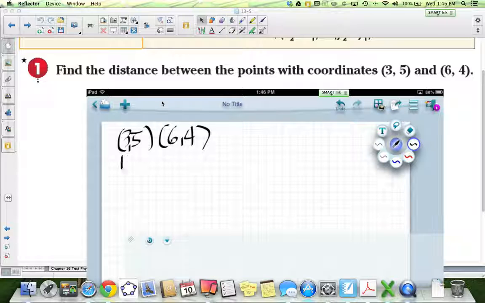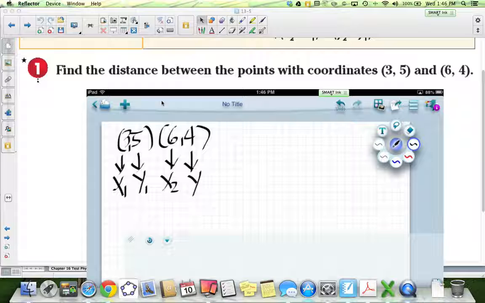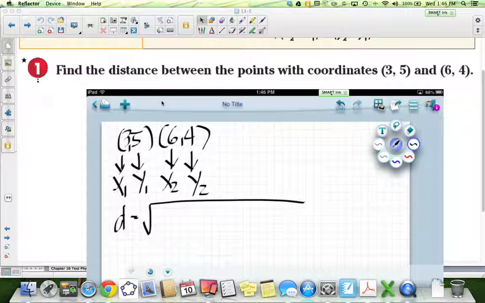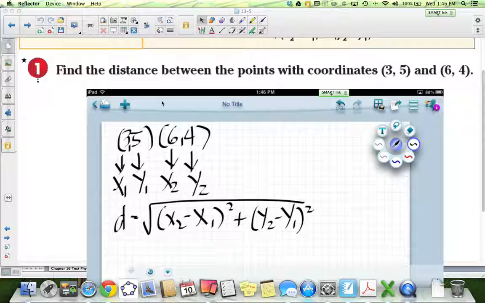And label this x1, y1, x2, y2. That's the first thing you do. After labeling your points, write down the formula. Distance equals radical x2 minus x1 squared plus y2 minus y1 squared.